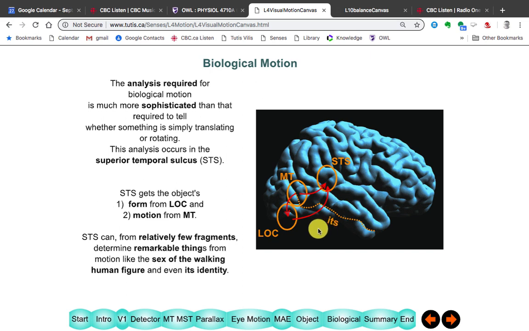So LOC tells you that there's a human-like figure and sends a signal to STS, and a signal coming from MT, the signal of motion, goes to STS. And from the two of them, you're generating this idea that there must be a human or something that's biological. And we'll discover that the same structure is used to lip read. You can discern what people are saying in large part by just reading people's lips. And if you study hard, deaf people can learn to read lips and tell what people are saying.